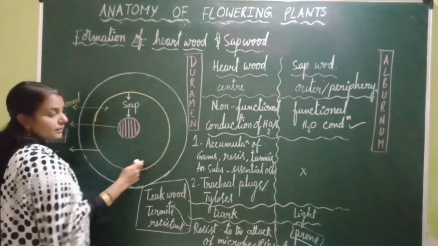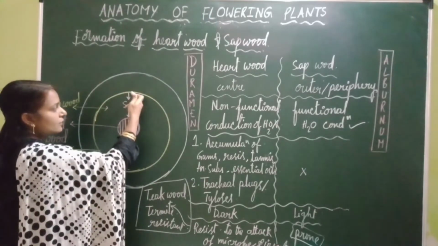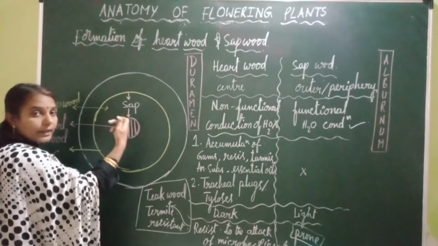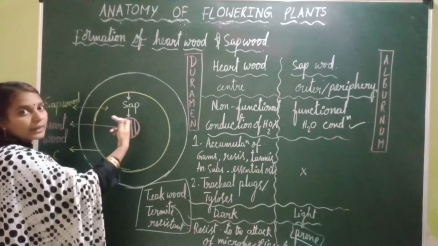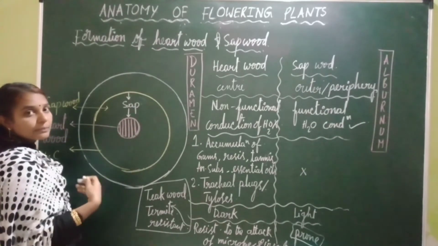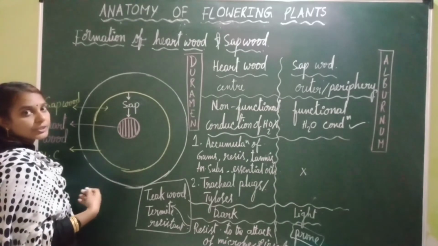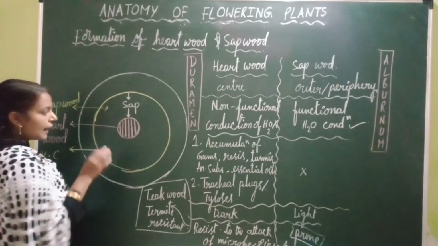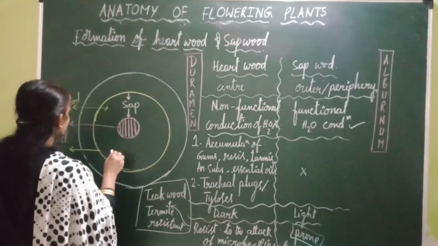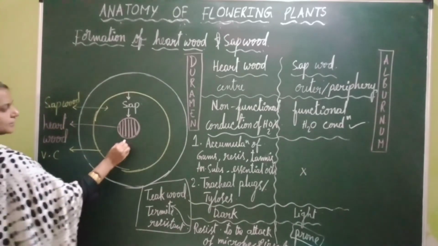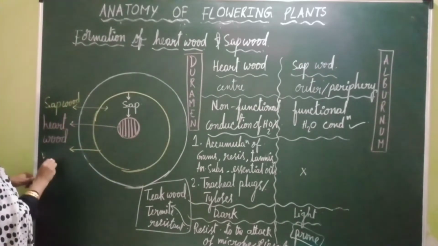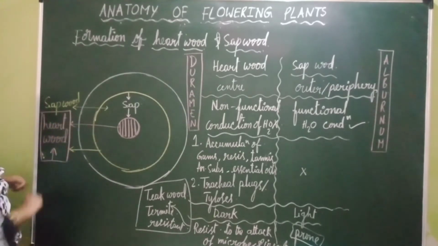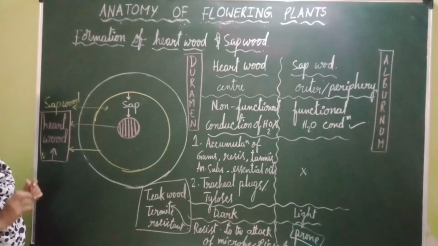So I just repeat. This is the vascular cambium. Continuously it will be involved in the formation of sapwood towards the inner side, and continuously some of the sapwood will be converted into heartwood as the plant or the tree gets aging. It gets older and older, and hence the amount of heartwood will be increased, going on increasing.